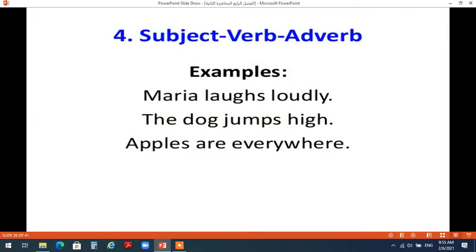النمط الآخر when we have a subject and a verb and an adverb. إذا راح يكون عندي فاعل ثم فعل ثم adverb ظرف. Maria laughs loudly. The dog jumps high. Apples are everywhere. إذن كما تلاحظون لدينا فقط فاعل وفعل وadverb.